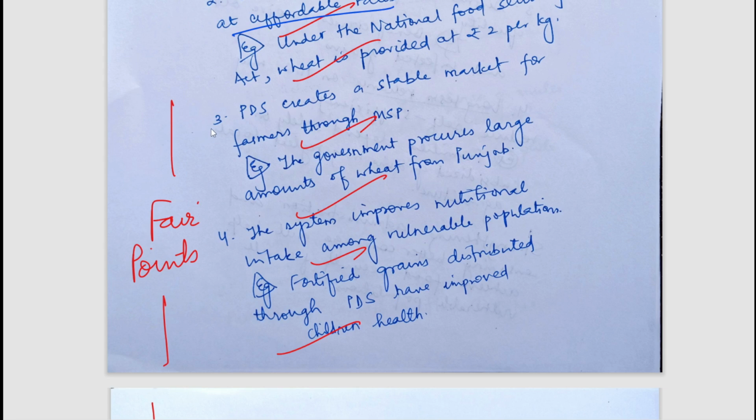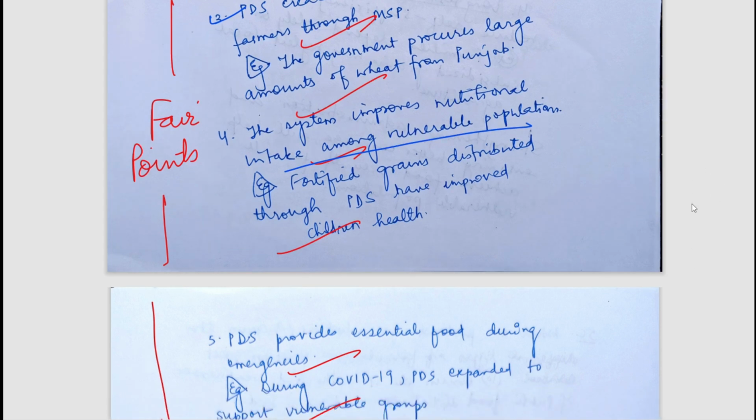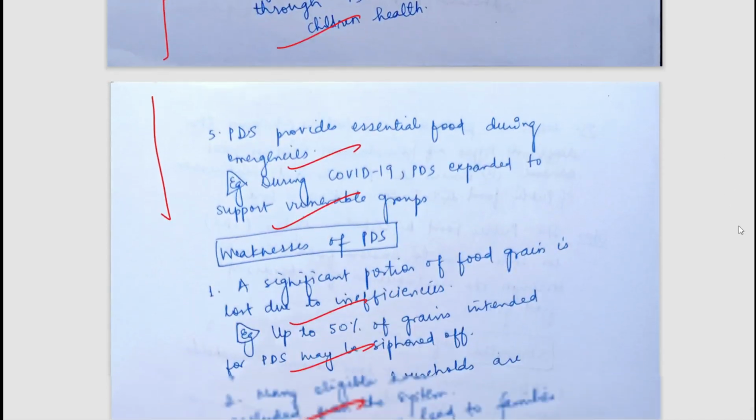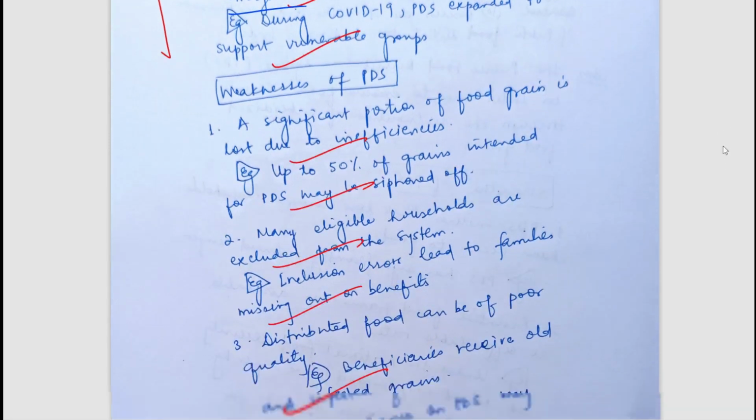It creates a stable market for farmers through MSP. The system improves nutritional intake of the vulnerable population. We have also TPDS now, that is targeted public distribution system, through which we are also taking care of nutritional intake. It provides essential food during emergencies. So these are some of the strengths. Now what are their weaknesses?